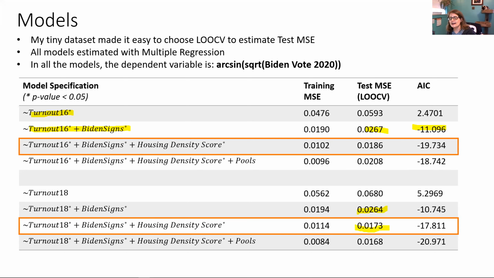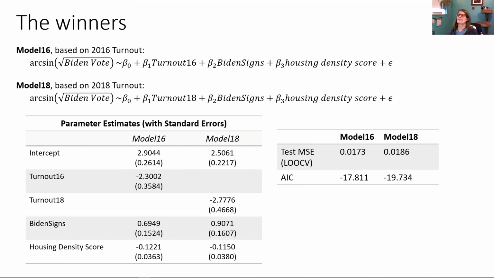I realized that everything lines up for the turnout 16 model and things aren't quite lining up for the turnout 18 model, because I do have a model up there that has a lower test MSE. Thing is, the pools variable is not significant and the test MSE is so close, it really makes me wonder if there's a statistical difference between those two. And so I would not pick that model, even though some of the things say I should, and perhaps Professor Schinke is going to tell me that I should.